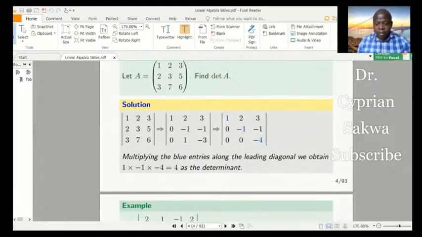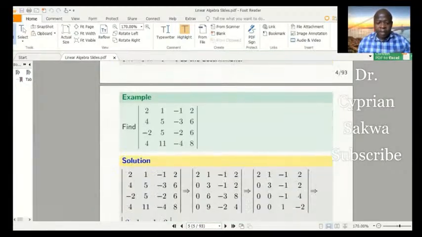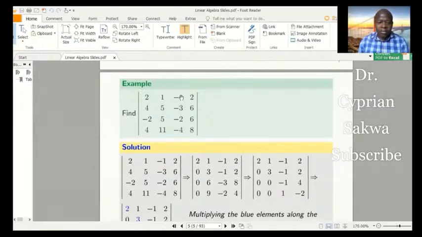Let's look at another example. This time I have a 4 by 4 matrix, and the question is, find the determinant of this matrix. That's what the question says. So I'll do what I did in the first example.